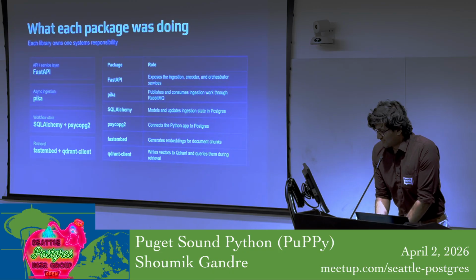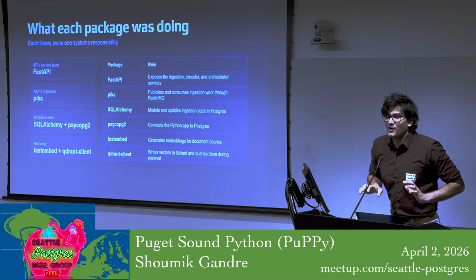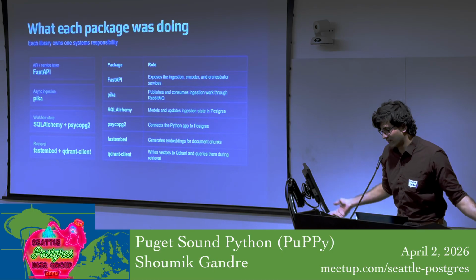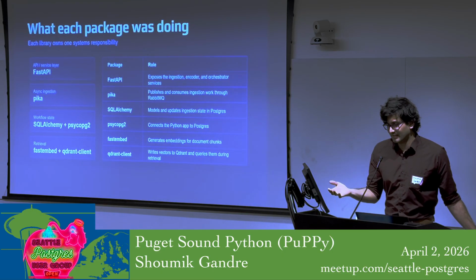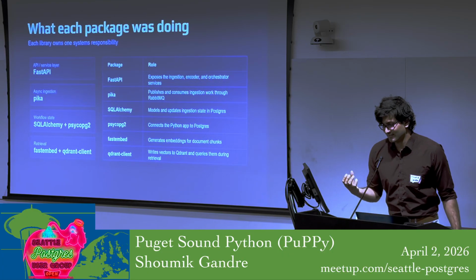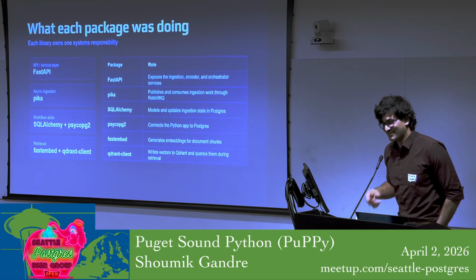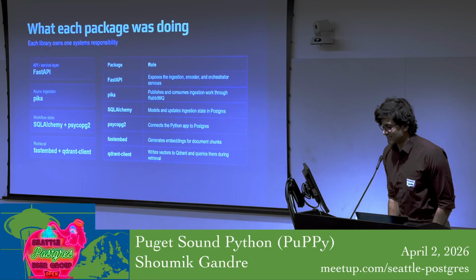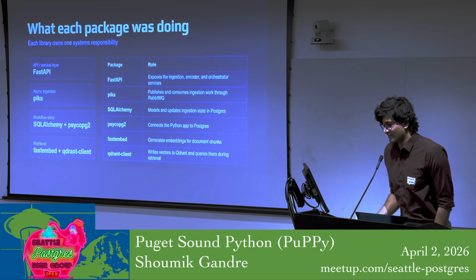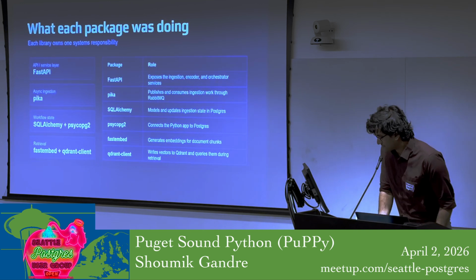Then we have the workflow state, which is where is this document, what is it doing, is it in progress, is it failed? This state is handled by Postgres, so we use the ORM SQLAlchemy with psycopg2 as the library for Postgres. Lastly, for retrieval, to keep things extremely simple, FastEmbed and a Qdrant client to put things into Qdrant and retrieve things from Qdrant.